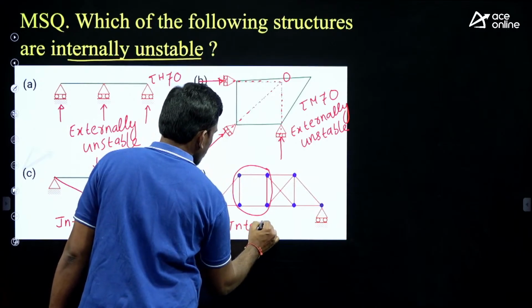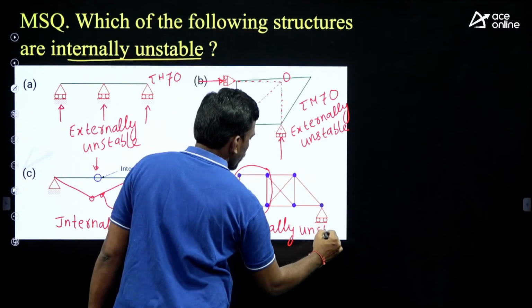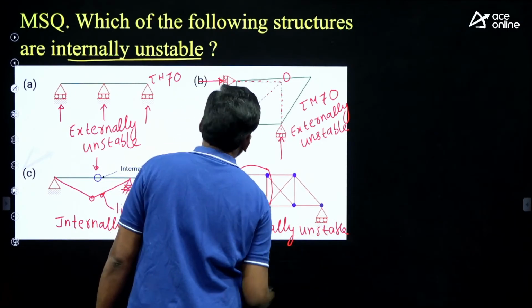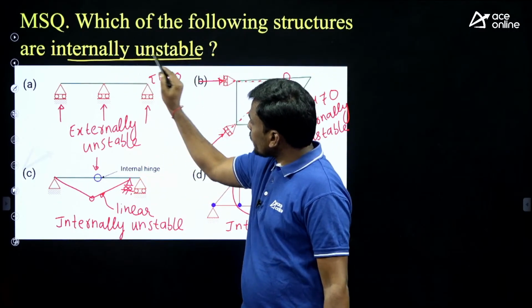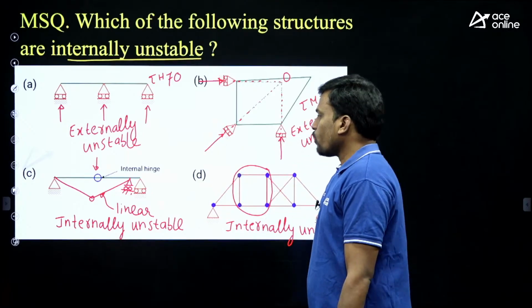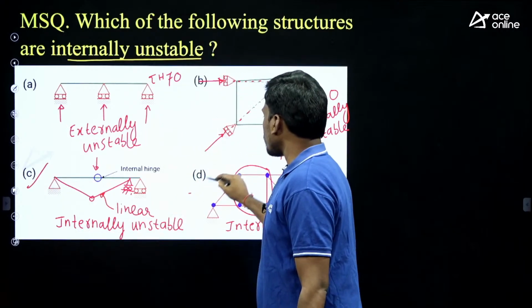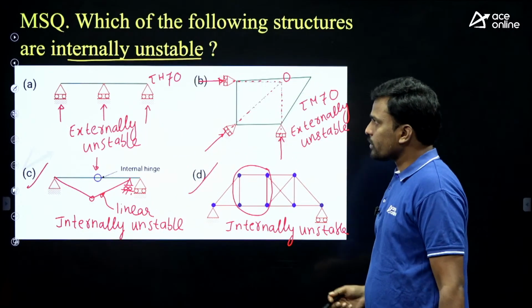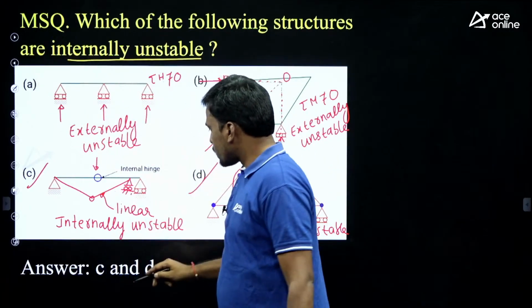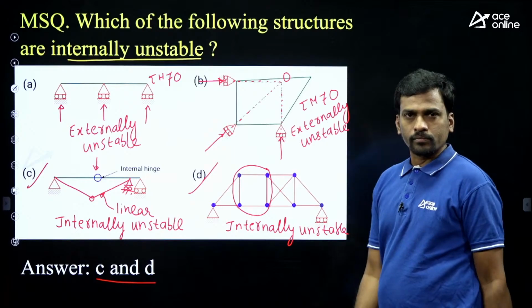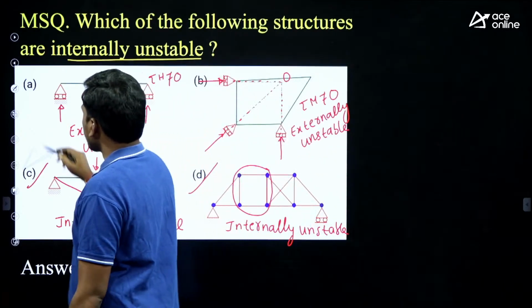So this is internally unstable. In the question, he is asking which of the following structures are internally unstable. C and D. This is a multi-select question. So C and D is the answer. Next question.